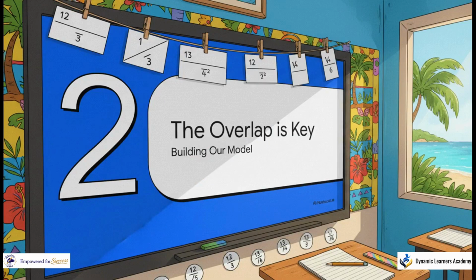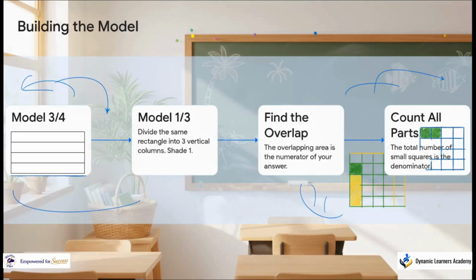All right, if you've got some paper handy, now's a great time to grab it and follow along. The secret to this whole thing, the real key, is finding where our two fractions overlap. Let's build our model together, step by step. First things first, just draw a big rectangle. Think of this as our one whole thing.